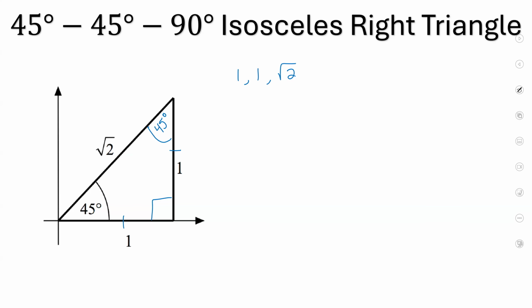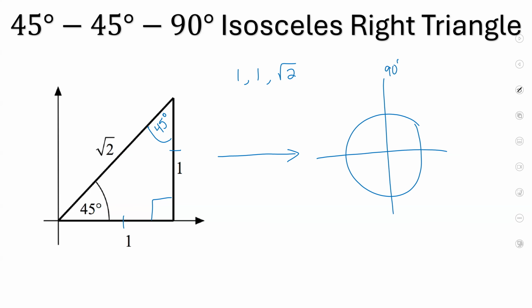Okay, so let's apply what we learned in geometry to precalculus. So in my unit circle, we know this is 90 degrees. Right here, half of 90 is 45 degrees. And I know based off of the geometry ratio, a 45-degree angle has a side of 1, a side of 1, and this is square root of 2. Okay, so those are the sides of the triangle when I have a 45, 45, 90 triangle.